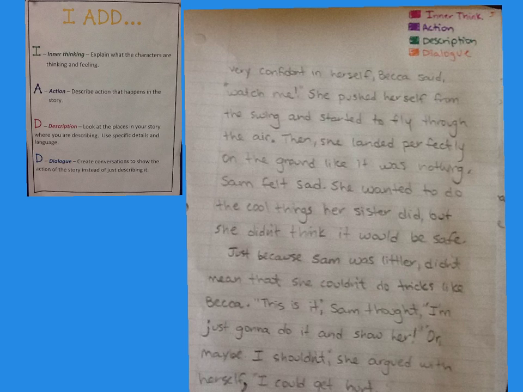The first thing you're going to do then is choose 4 colors that represent each of the 4 things. So here I have that pinkish color for inner thinking, purple for action, green for description, and orange for dialogue. Then I'm going to look through my writing and find spots where I have each of those things and underline them.